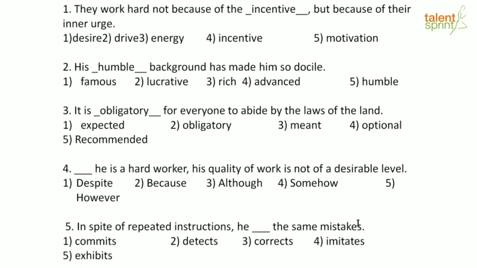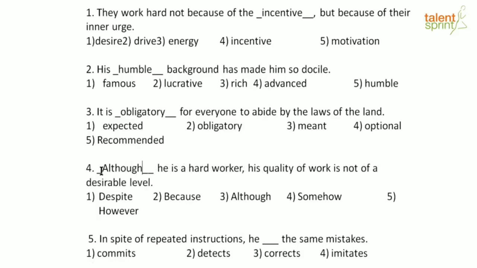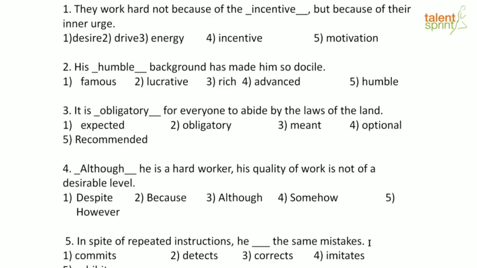Somehow he is a hard worker, his quality of work, it's not a logical fit. However, he is a hard worker, again, however brings the meaning of nevertheless. It's not the right fit in this context. So our option is option 3, although he is a hard worker, complementing the antonym hint word not, and although is a contrast hint word as well. So let's go ahead and make that change. Although he is a hard worker, his quality of work is not of a desirable level.